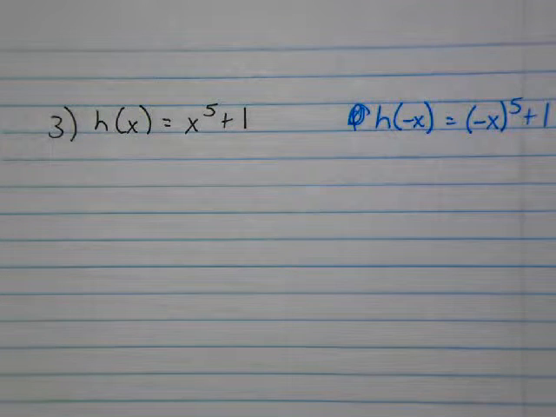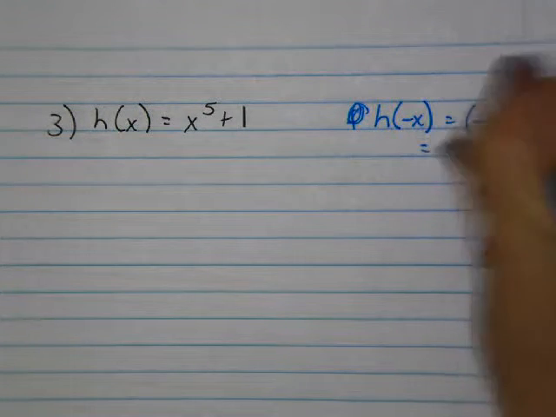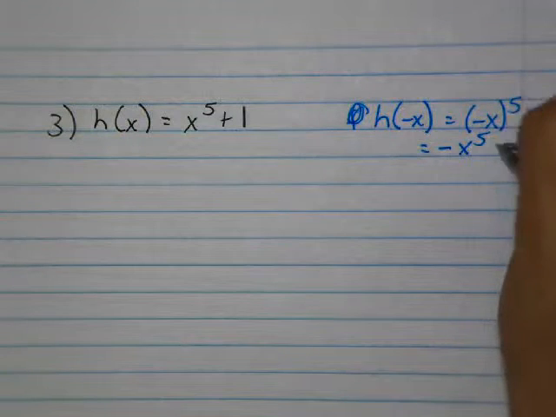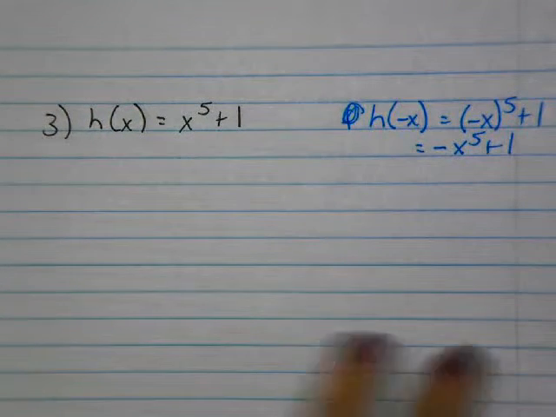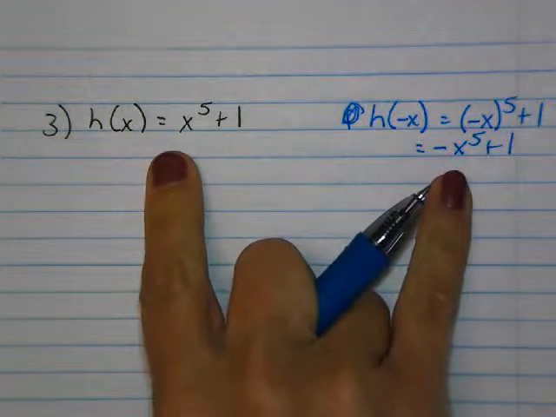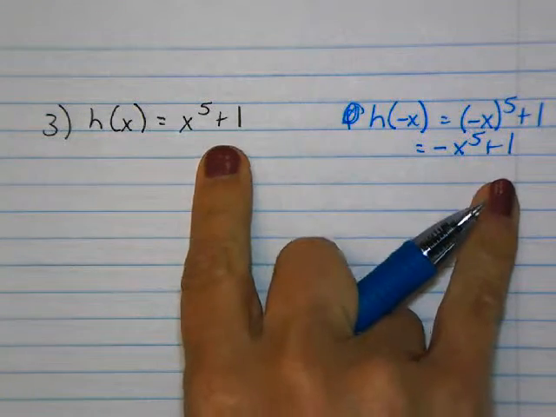Alright, so let's take a quick minute and see how you guys did. When you finished up, you got that this was negative x to the 5th plus 1. And when you compared, the x to the 5th changed, however your 1 did not. So this is a neither. Okay, how'd you do?